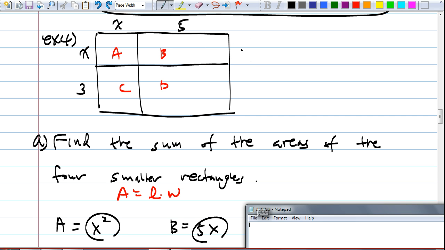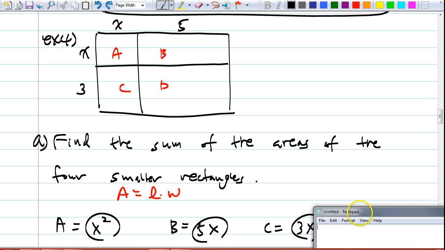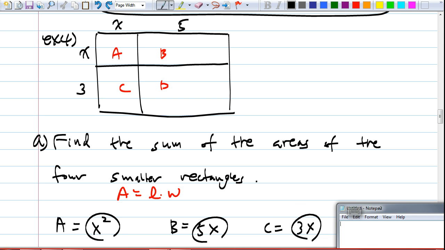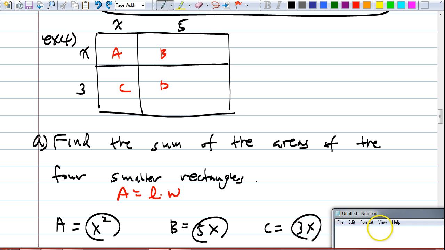Okay, what about the C region? Judy? 3x. How did you know it was 3x? Yes, this is 3. It doesn't say anything over here, though. How do you know the width is x? Yes, on the top it says x. Okay, that's fine. What about D? Nelly, what's the area of the D region? Yes, 5 times 3. Right here is 5, here is 3, right? It's 5 times 3, so it's 15.